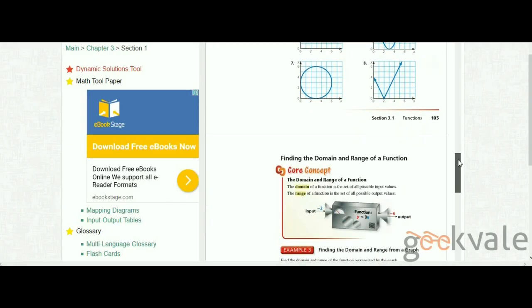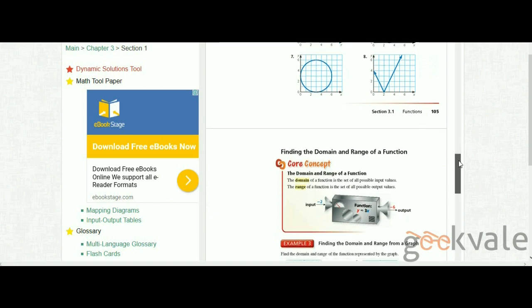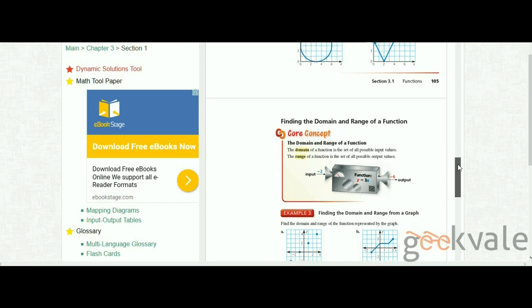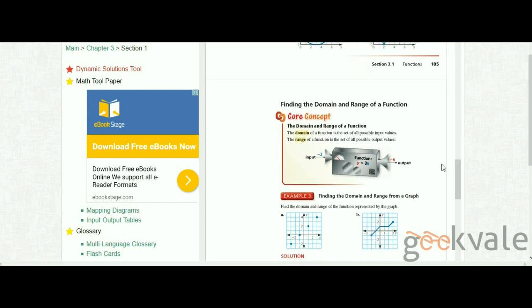this thing now. Core concept: the domain and range of the function. The domain is all the possible inputs of the function, the inputs that do not make a function undefined. The range is the result, the outputs. So from the graph, it's pretty easy, right?